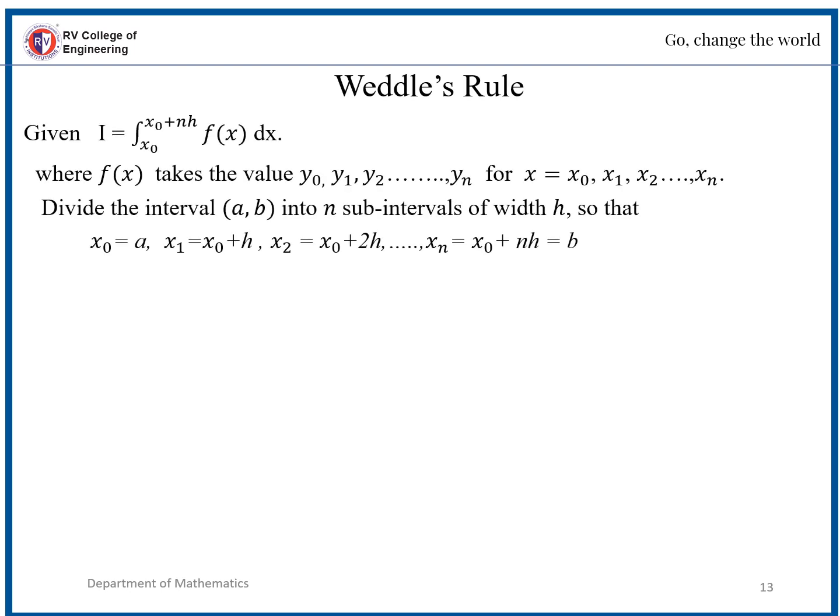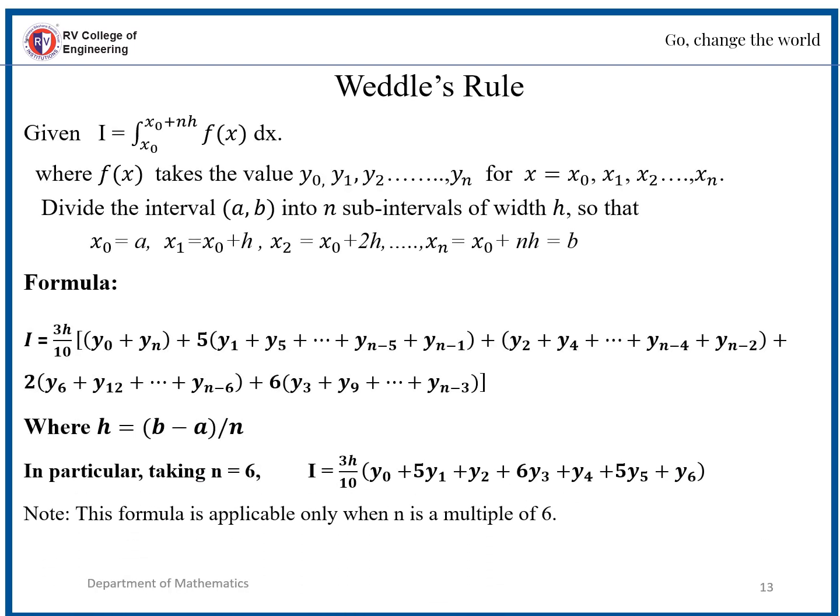Let us now discuss Weddle's rule. So again, let us consider the integral I is equal to the integral from x0 to x0 plus nh of f of x dx, where f of x takes the values y0, y1, y2 to yn for the corresponding values of x, which are x0, x1 to xn. Let us divide the same interval into n sub-intervals of width h, such that x0 is equal to a, x1 is equal to x0 plus h, x2 is x0 plus 2h, and so on to xn is x0 plus nh, and that is equal to b.